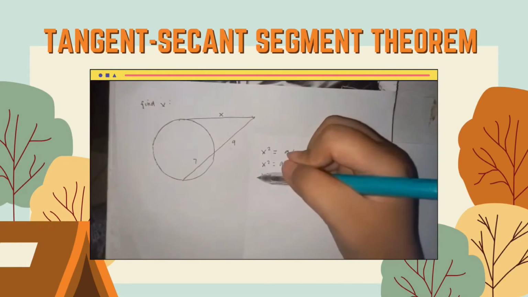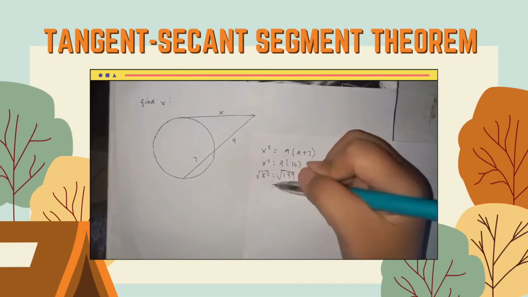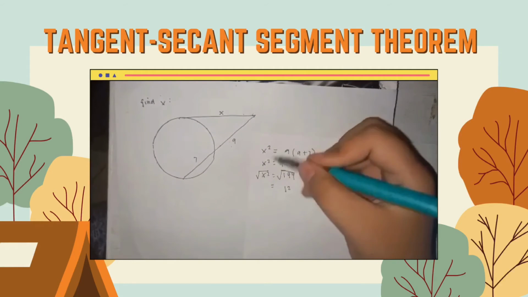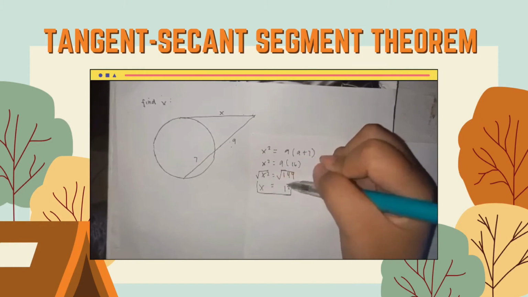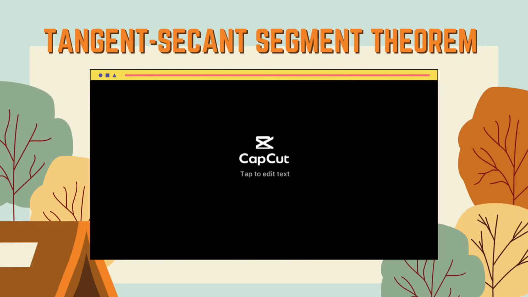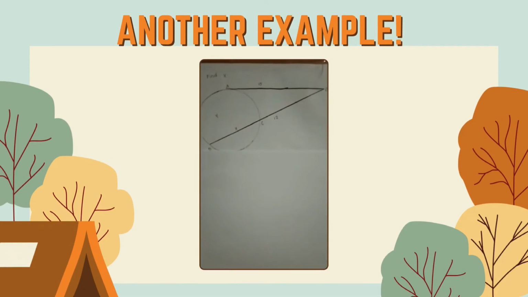Now we'll get the square root. The square root of 144 is 12. The square root of x squared is x. So x equals 12, this is our final answer. In this next example, you must study the circle. So here we have a tangent segment and a secant segment.